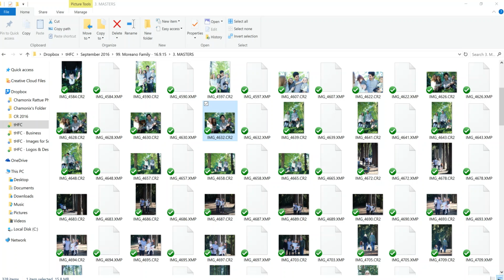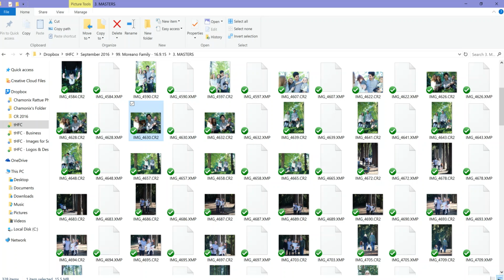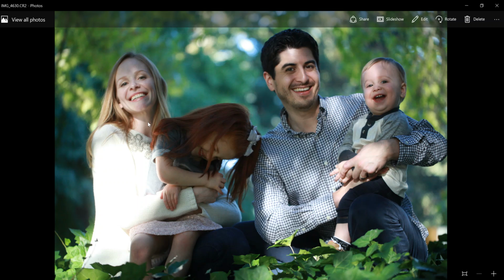Alright, hi everybody, this is Shamini from the Happy Film Company, and today we're talking about even lighting in portraits for families. So I have a folder here just with the raw images from a family that I recently photographed, and what we're looking at is how the light hits their face.